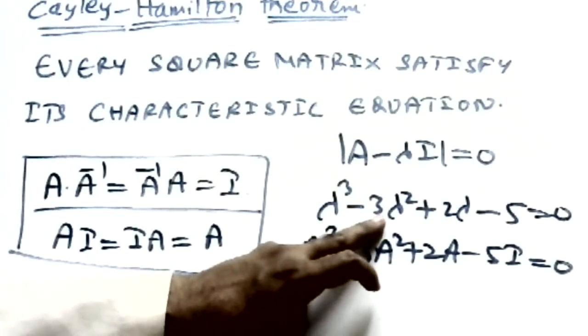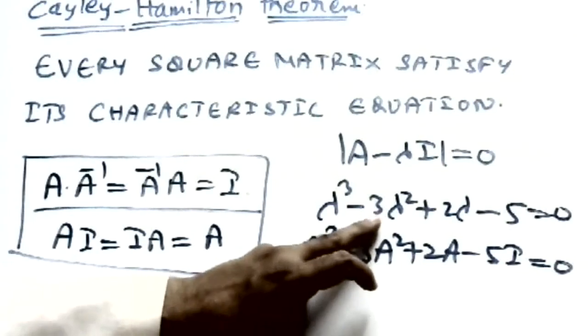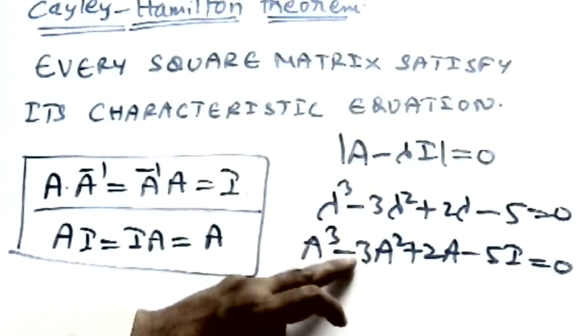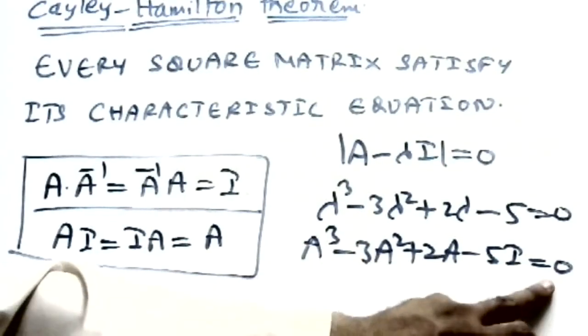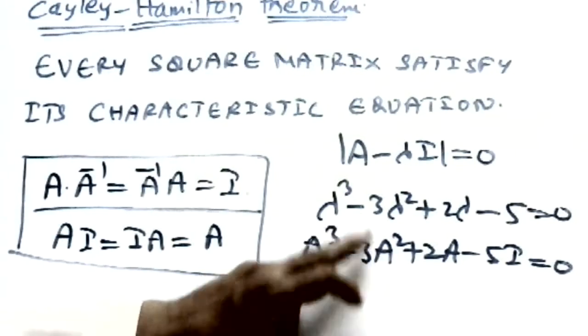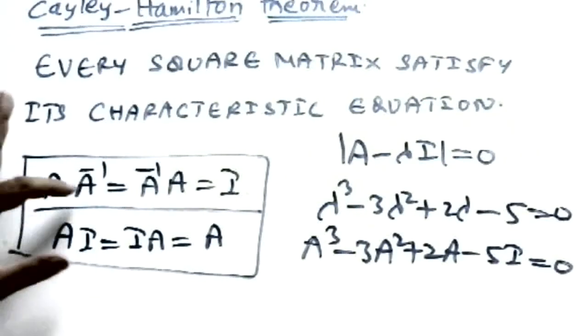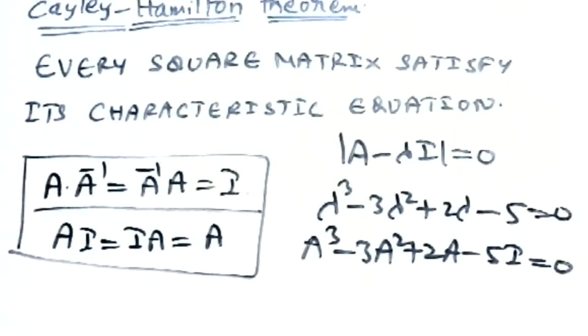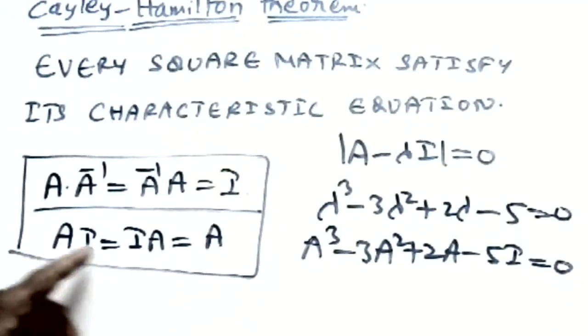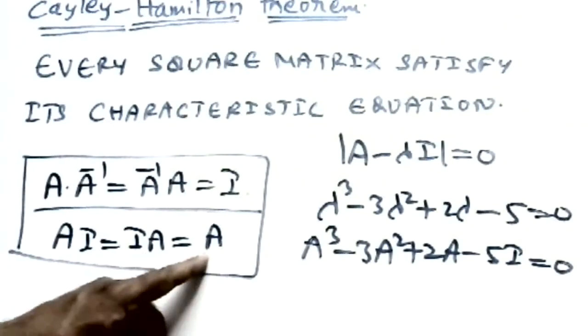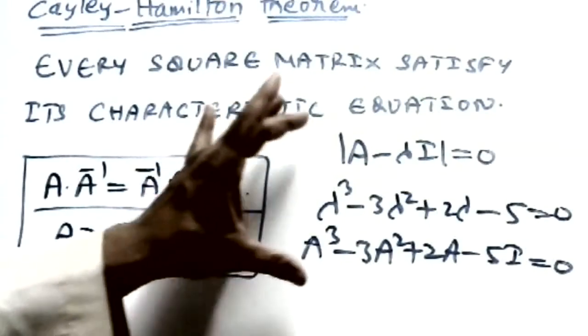How to solve now? We must get the characteristic equation in terms of lambda as a polynomial. Then we put A in place of lambda. We must get 0. Then we say that the Cayley-Hamilton theorem is verified. Also, we know these basics: A into A inverse equals A inverse into A equals I, and another formula is A into I or I into A is A.